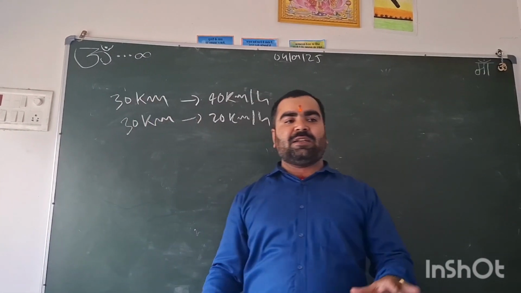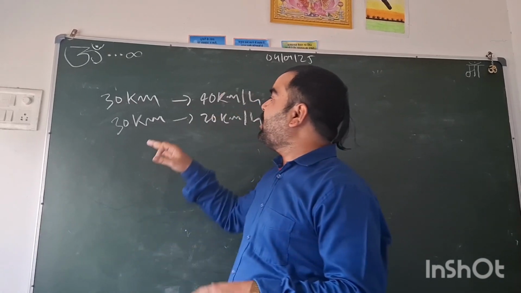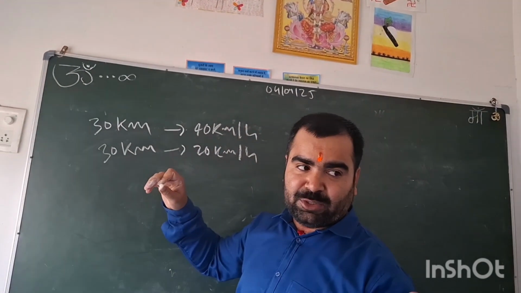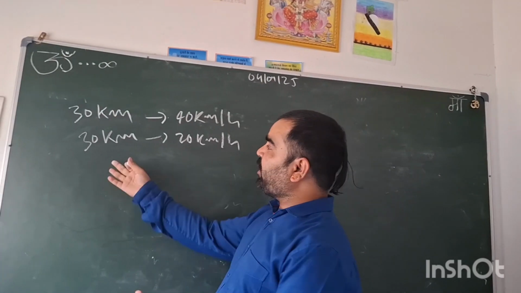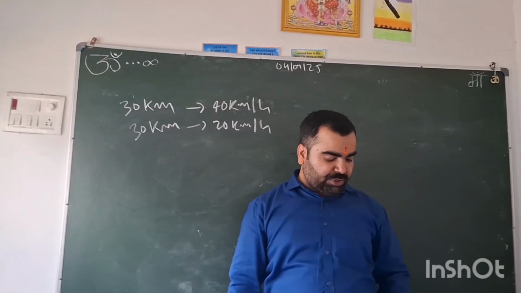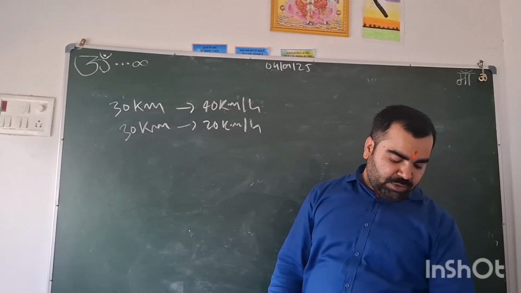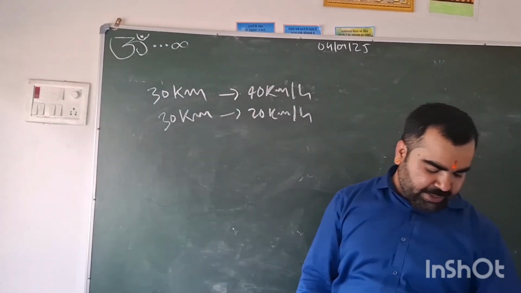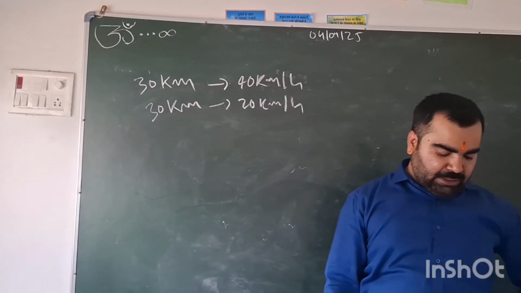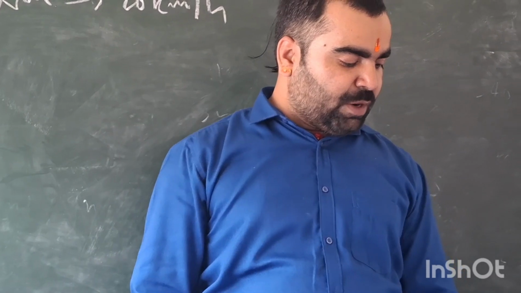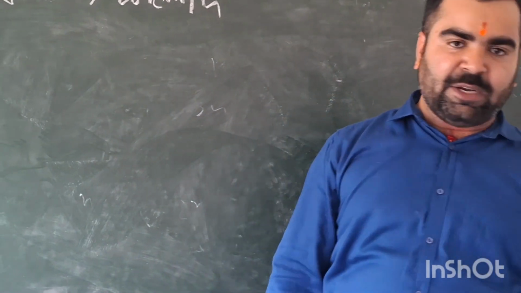There is a car which travels 30 km at the speed of 40 km per hour, and the next 30 km with the speed of 20 km per hour. Now what is the question? The question is to find its average speed. Okay, so can we find the total distance traveled or total time taken? We know that formula, right? Total distance by total time taken.